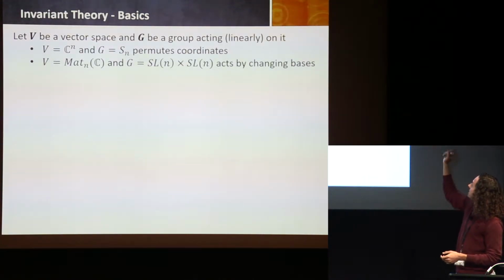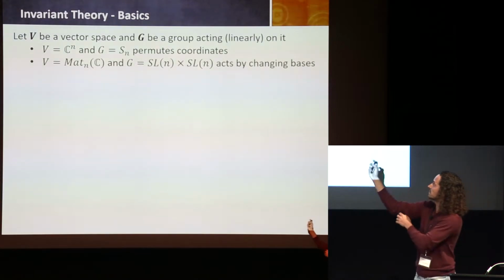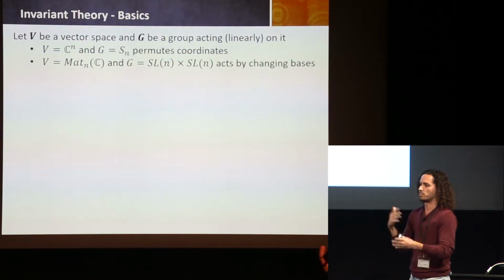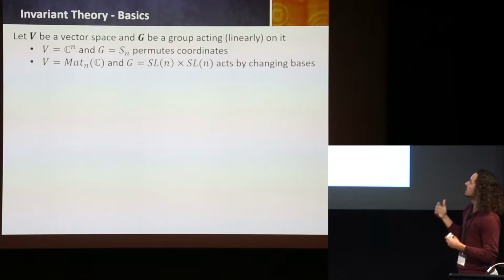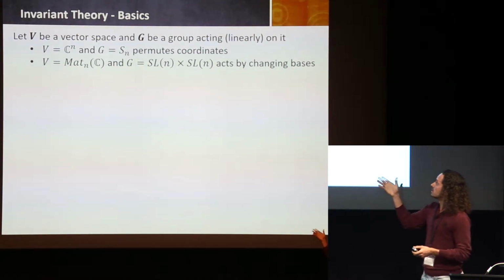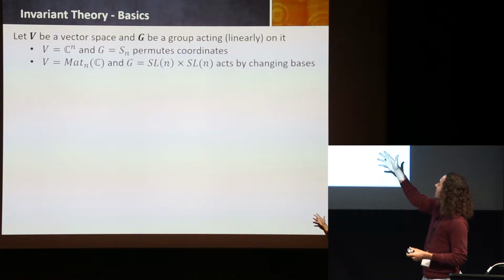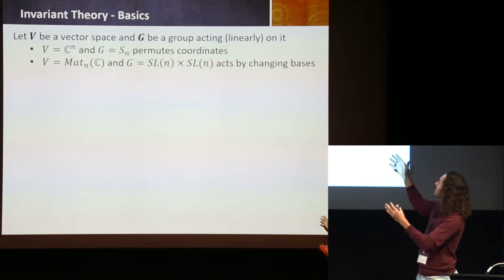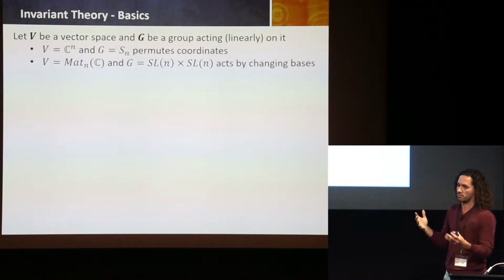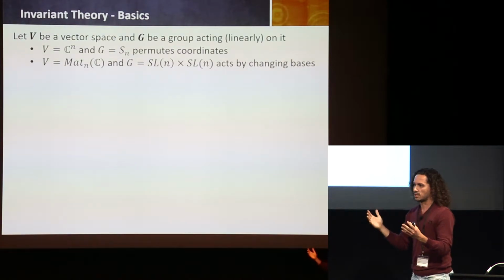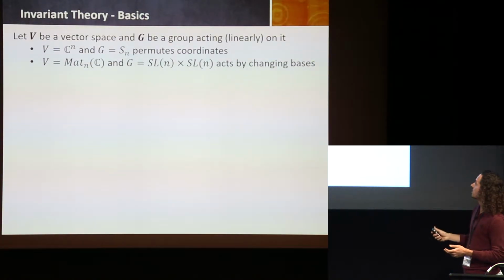And so here's some examples. Suppose that V is the complex numbers, and then the group is the symmetric group that you just permute the coordinates. Okay? So that's one group action. And some other group is you have the group of matrices with complex entries, and your action is SLN, which is just all the invertible matrices with determinant 1. And this acts by changing basis, right? So this is a group action that we're all familiar with.